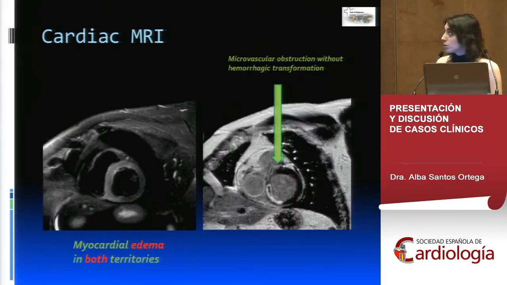We could also notice microvascular obstruction without hemorrhagic transformation in the inferior and inferoseptal sides, pointing to the transmural necrosis in this territory. And on the pre-contrast sequence in the picture on the left, we observe signs of myocardial edema in both territories, which confirm that there was an acute occlusion of both arteries.